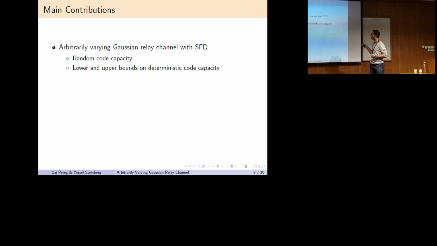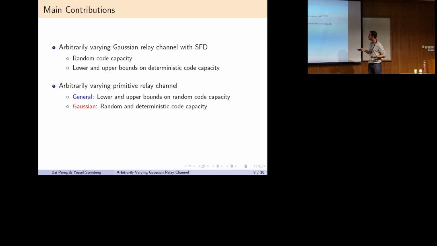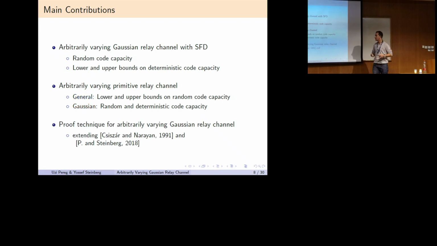Okay, so now to our main contributions in this work. We considered the arbitrarily varying Gaussian relay channel with sender frequency division. We determined the random code capacity. We developed lower and upper bounds on the deterministic code capacity. Then we also considered the arbitrarily varying primitive relay channel. First, the general case, we give lower and upper bounds. And then the Gaussian case, we determine both the random and deterministic code capacities. Now, our proof technique extends the techniques of Csiszár-Narayan in the 1991 paper specifically on the Gaussian AVC. They have a paper on that, and we're also going to use our previous results.